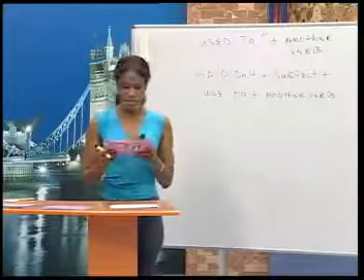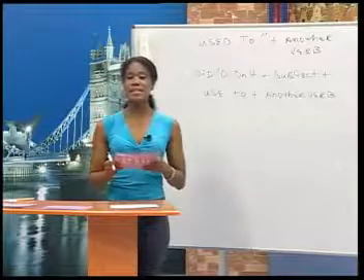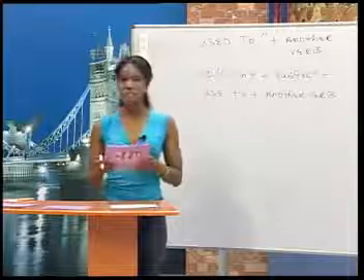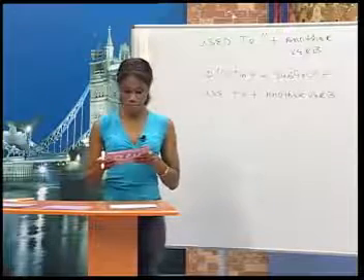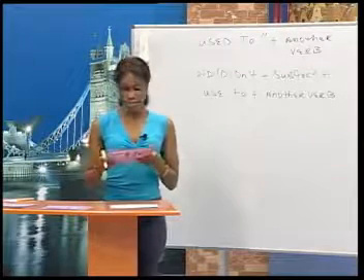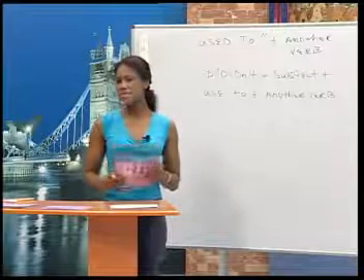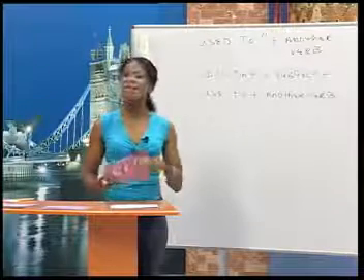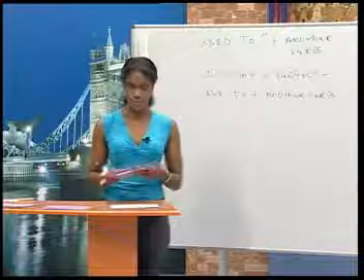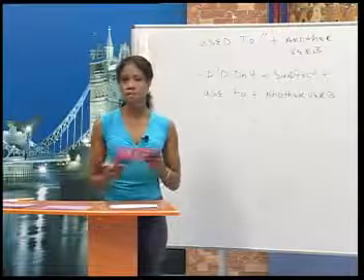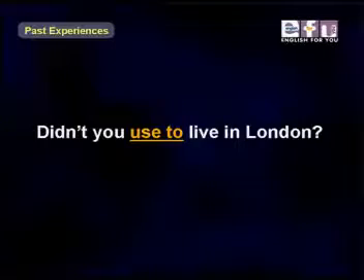With positive questions, did you, the speaker doesn't know the answer. The answer may be yes or it may be no. With negative questions, didn't you, the speaker thinks he knows the answer, but he's not sure, so that's why he's asking. Okay, take a look at this question. Didn't you used to live in London? This means the same as, I think you used to live in London, but I'm not sure. So I'm asking you so I can be sure.